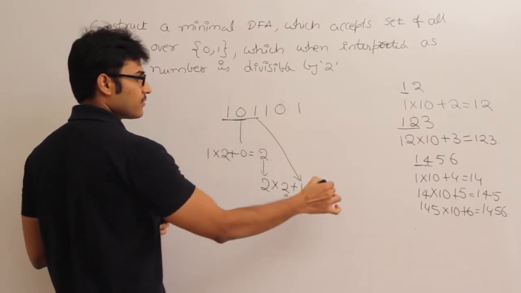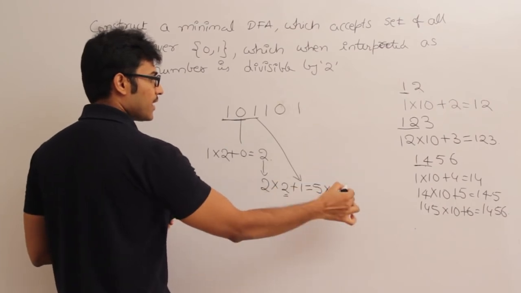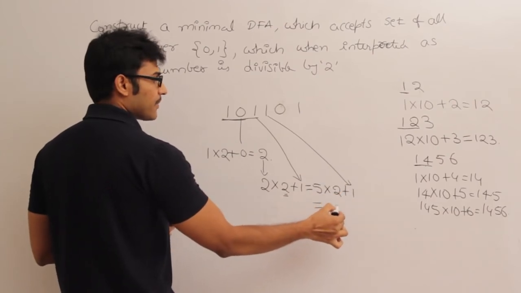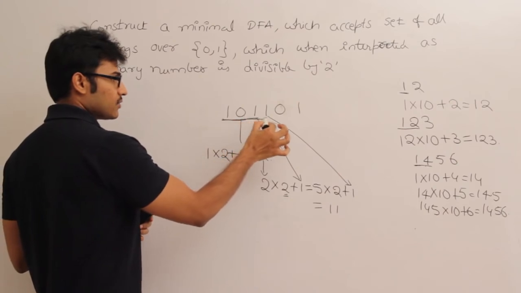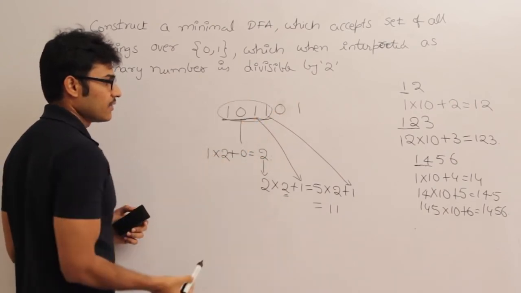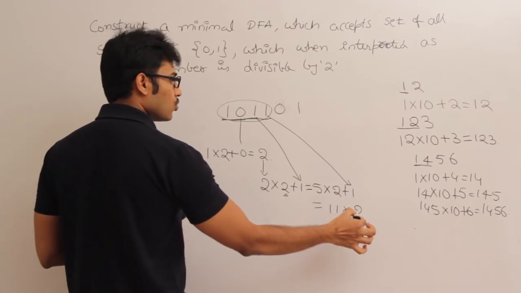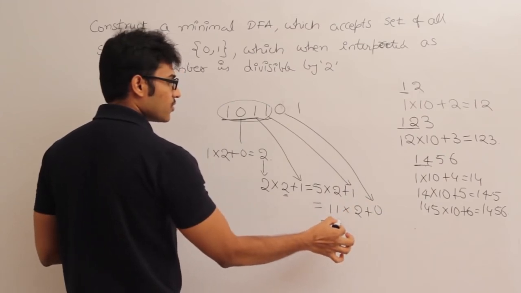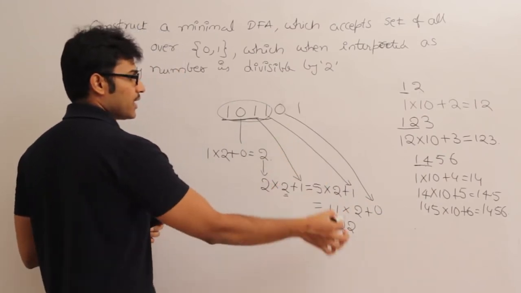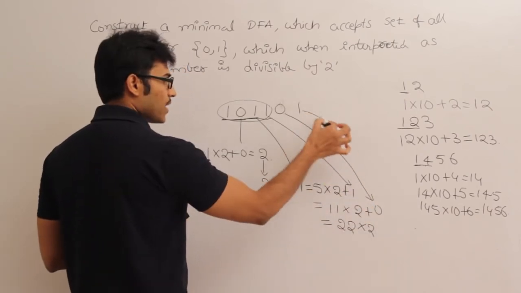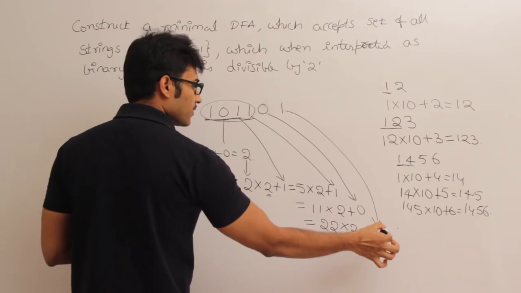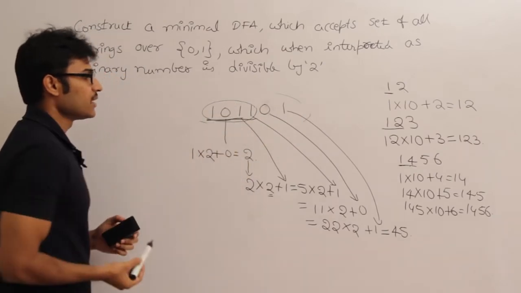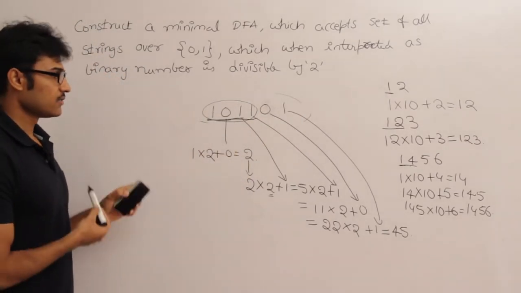Now you take this 5, multiply with 2 and again add the next one, which is nothing but 11, right? This entire number is going to be 11, and now you multiply with 2 and you add the next digit, which is 0. So this entire thing is going to be 22. Now you take 22, multiply with 2 and you add the next digit plus 1, that is going to be, I think, 45. So this entire number is going to be 45. So you can do it this way. This way it is very easy to understand too.